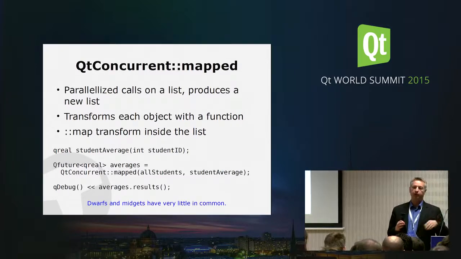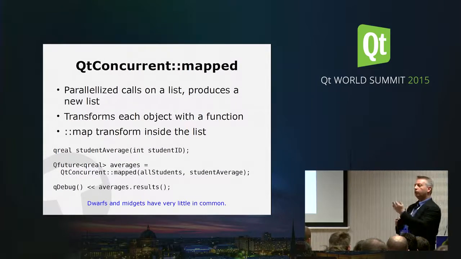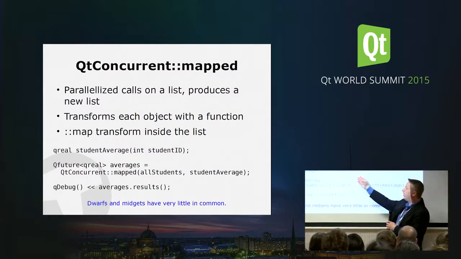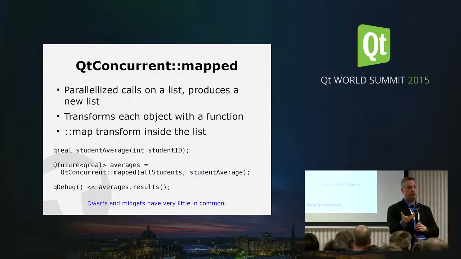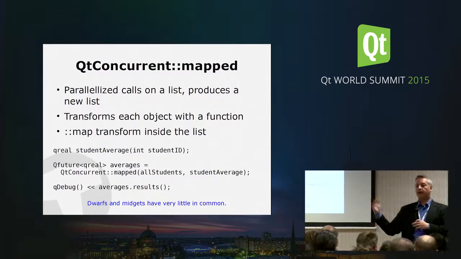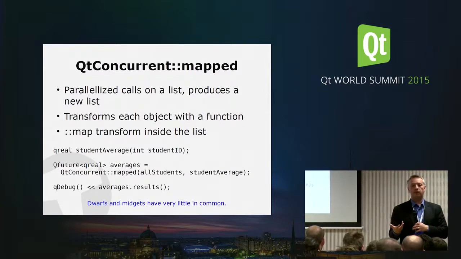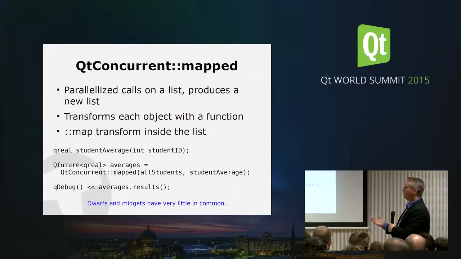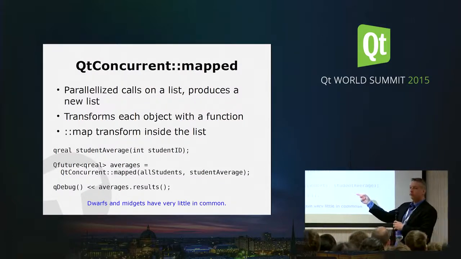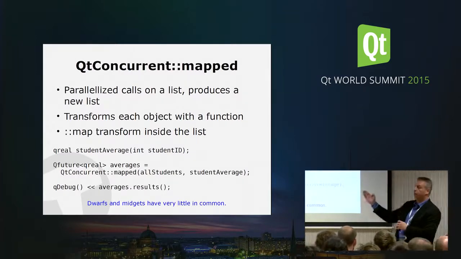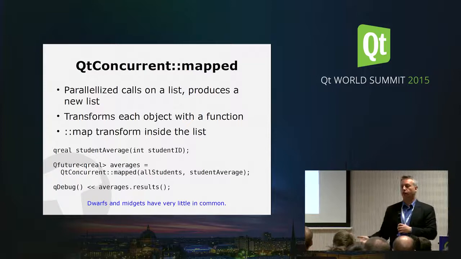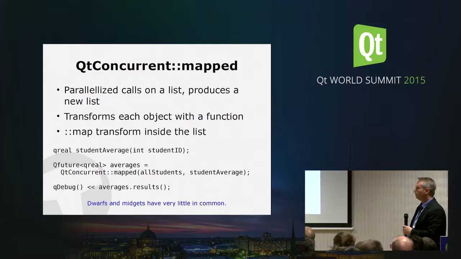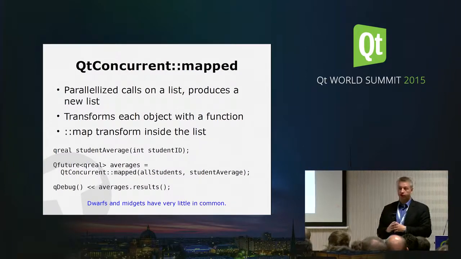That's easy to do. You just make a for loop, you go through all of them, or you do this. You create a function that takes the ID of a student and returns the average. This is a transformation. So we have a list of IDs, and we transform this into a list of averages. That's a transformation that happens here. And what you do is you call QtConcurrent::mapped on the list, with this function. And it can be any kind of functor that is callable. It can be a lambda function. It can be a standard C++ functor. Anything you want, you can throw at this.